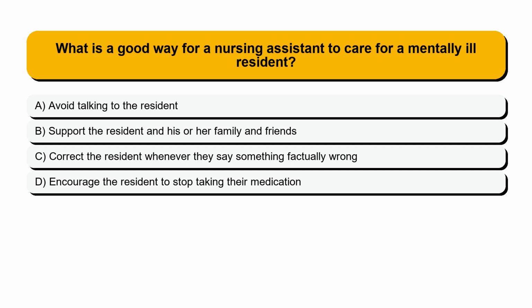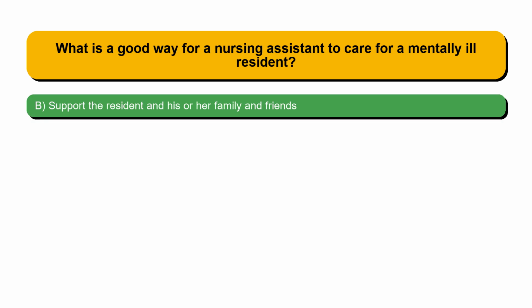Question 58. What is a good way for a nursing assistant to care for a mentally ill resident? Option A. Avoid talking to the resident. Option B. Support the resident and his or her family and friends. Option C. Correct the resident whenever they say something factually wrong. Option D. Encourage the resident to stop taking their medication. The correct answer is option B.